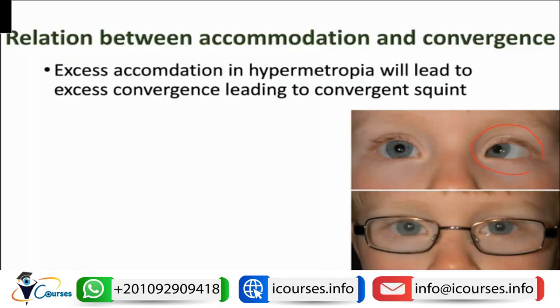As you can see here, when we put glasses in front of his eyes, the eyes are aligned in the primary position. Why is this? Because we correct the accommodation. When we correct the accommodation, the convergence will be corrected as well. So excess accommodation in case of hypermetropia will lead to excess convergence, leading to convergent squint.